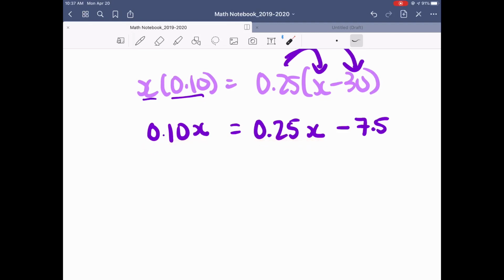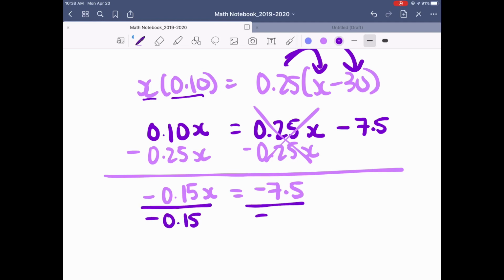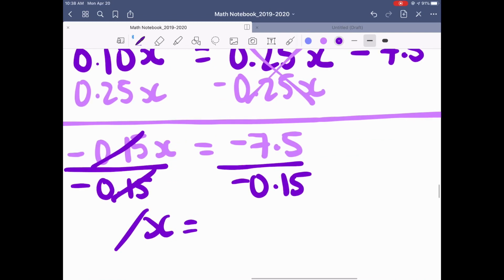So now here we have a situation like we've done in the previous page where we have x's on both sides, which means we have to get them onto one side. So what we're going to do is subtract 0.25x to cancel it out here. But what you do to one side, you do to the other. So then this leaves us with negative 0.15x equals negative 7.5. And now to get x by itself, you divide by negative 0.15, divide by negative 0.15. And then the negatives are going to cancel out because a negative divided by a negative is a positive.